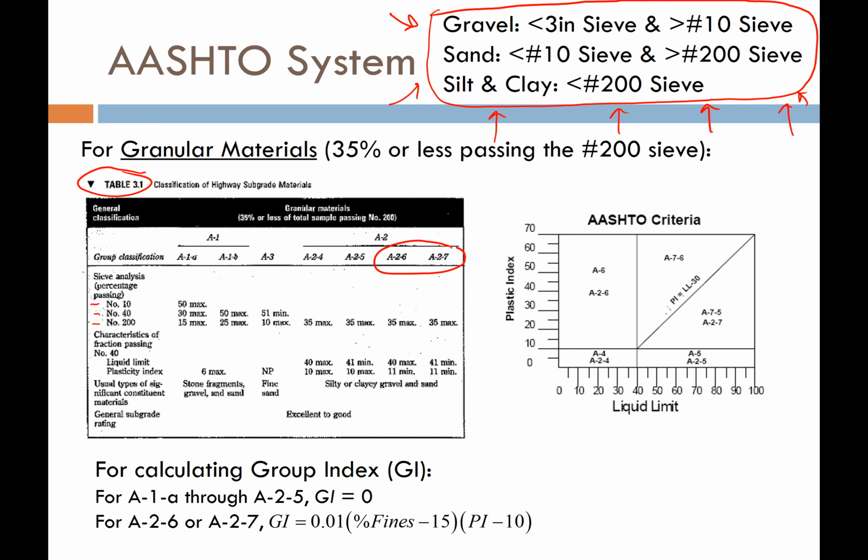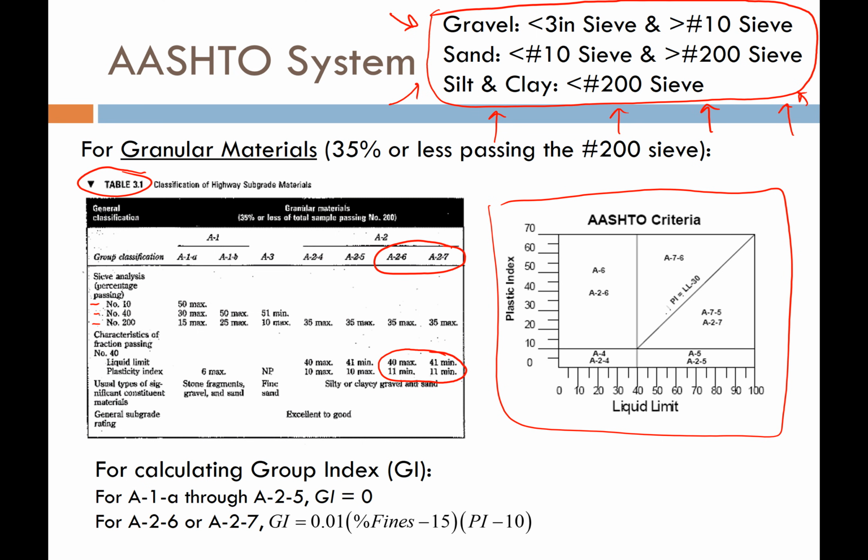For A-2-6 and A-2-7 soils, if we get down to that point, then what we can do is use one of these plasticity charts, an AASHTO plasticity chart, and we're just going to base it off of our plasticity index and our liquid limit. And all we have to do is plot where our soil falls, where plasticity index is the y-axis and liquid limit is the x-axis, and that can tell us what our soil classifies as.